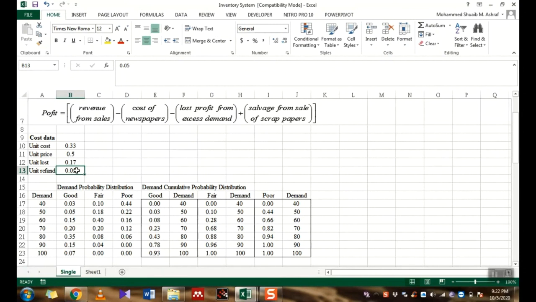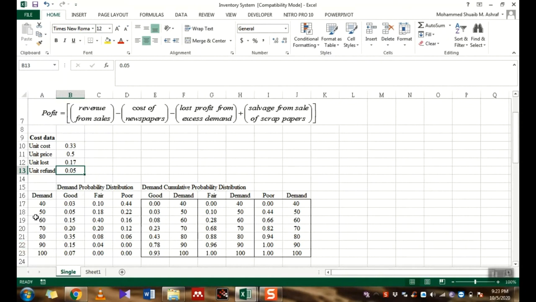In this problem the shopkeeper orders 70 newspapers each day. Every day the demand is different. Some days the demand is 80, so all 70 papers are sold. But some days the demand is less, like 60, and he has 70 papers. So at the end of the day he will be left with 10 newspapers that he will have to return with the value of 0.5 cents only, or we can say 5 halala only.